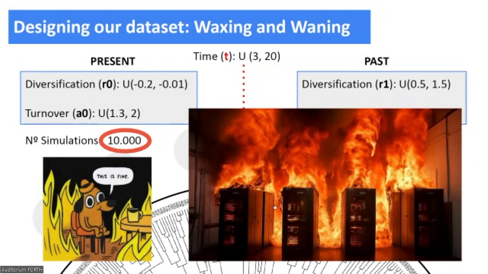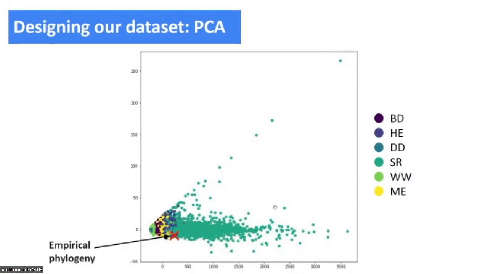One exception to this was the Waxman-Wang model, because simulations were so time consuming that we were only able to simulate 10,000 instead of 100,000. Also, we performed a regular PCA just to check that the parameter values of our empirical phylogeny fall within the distribution of our simulated dataset.